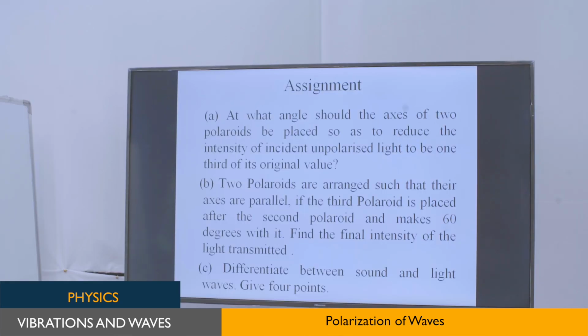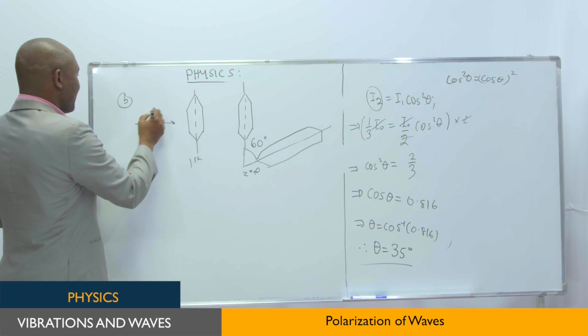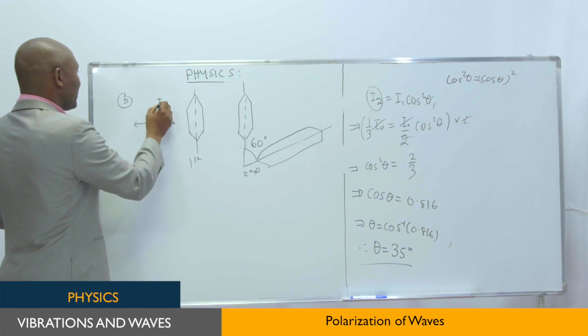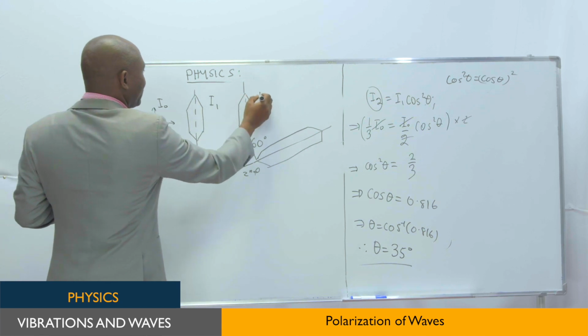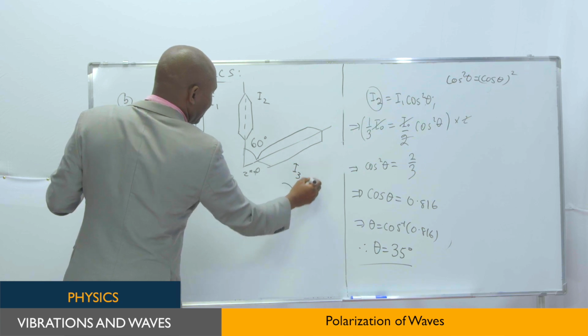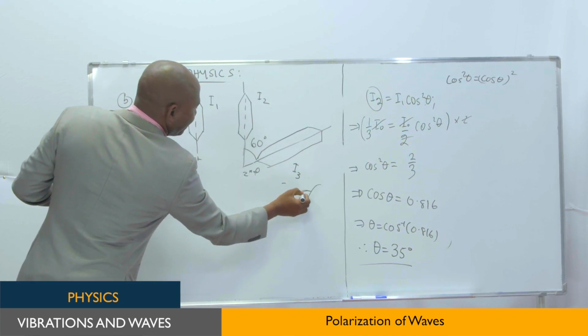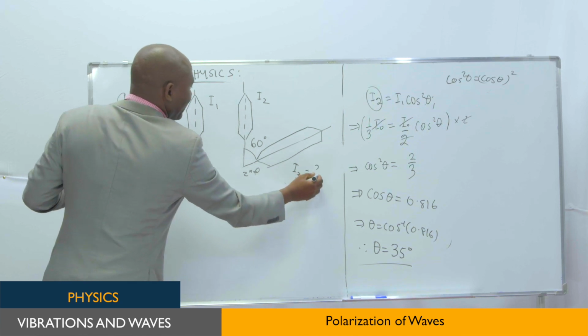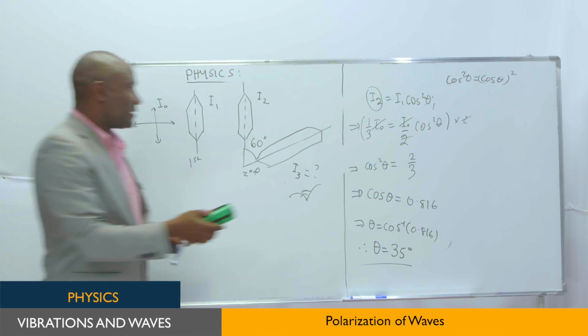So our aim here is to find the final intensity of the light transmitted. So we had our original light here. Let's assume it's polarized light. And then we have I1 here, we have I2 here, and then we have I3. That's where you can observe the final intensity after passing through these different polarizers.